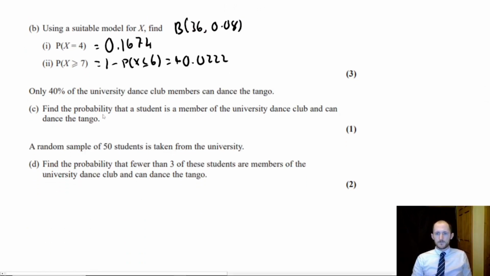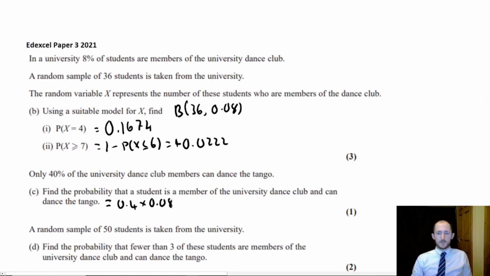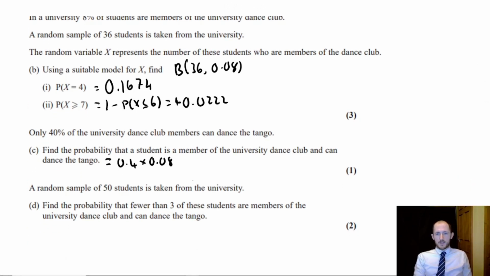Now, for part C, it says only 40% of the university dance club members can dance the tango. Find the probability that a student is a member of the university dance club and can dance the tango. So all you need to do is take 40% of 8%. So you're doing 0.4 times 0.08. The reason for that is they're saying and, right? 40% of the dance club members, so 40% of the people who are dance club members, which is 8% of people, can dance the tango. So you're working out 40% of 8%, which gives you 0.032.